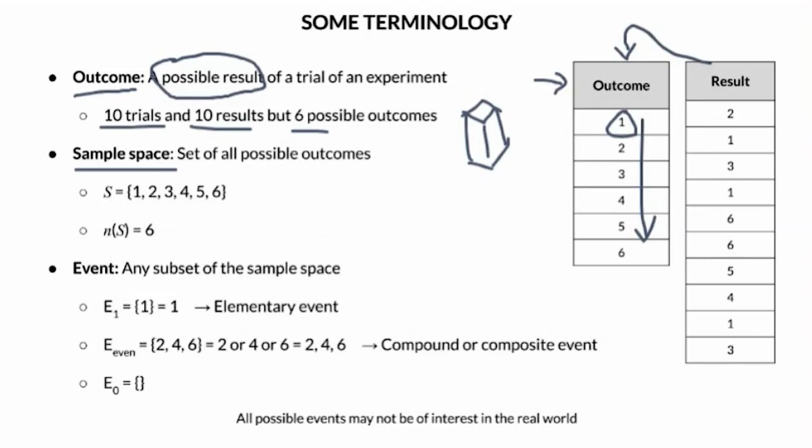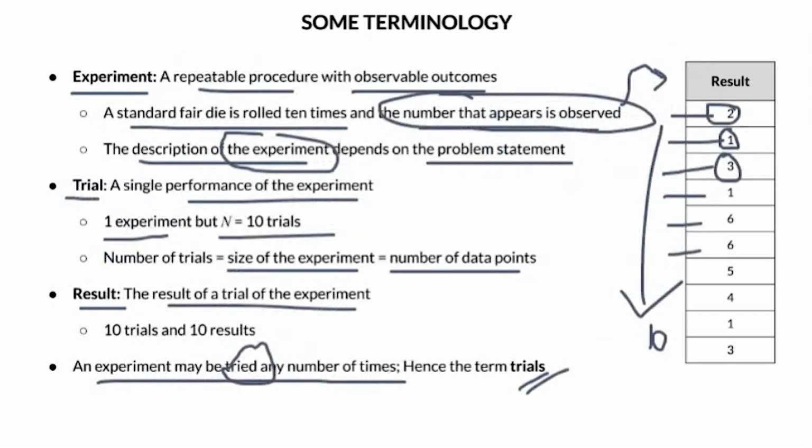Now, what is the sample space? I hope we all remember this, right? Sample space is the set of all possible outcomes. So you just put all these outcomes into a set, you get your sample space. And the size of the sample space in this case is 6. Okay. Compare this with the size of the experiment.